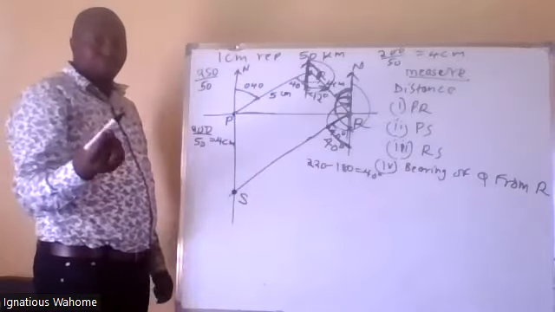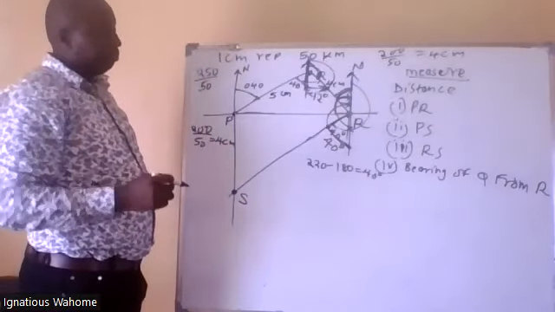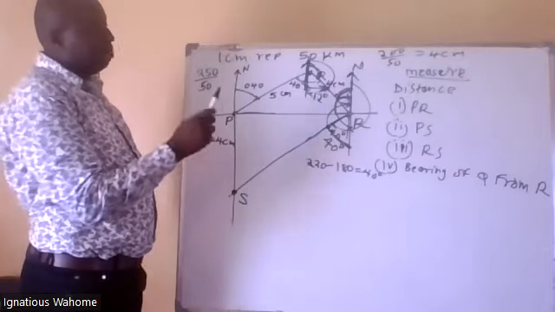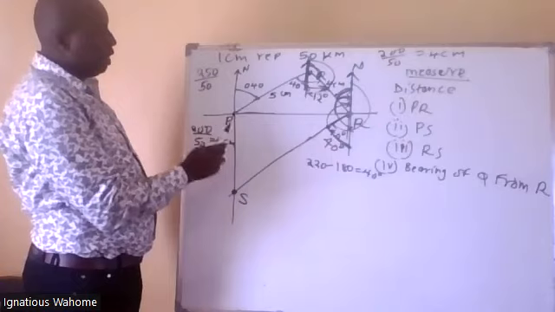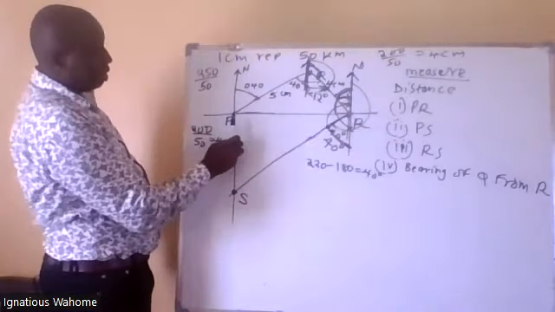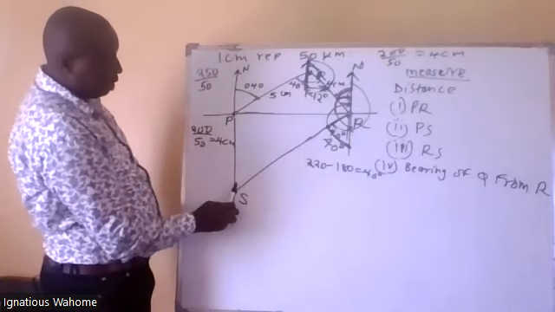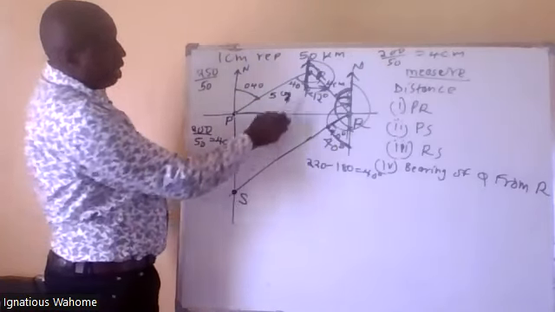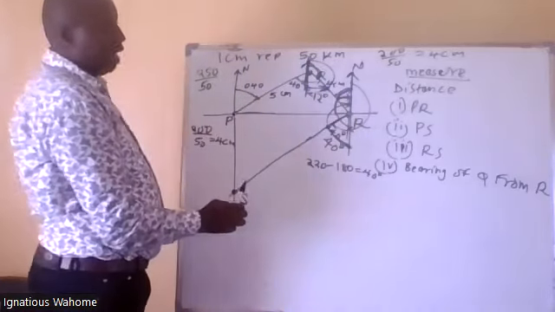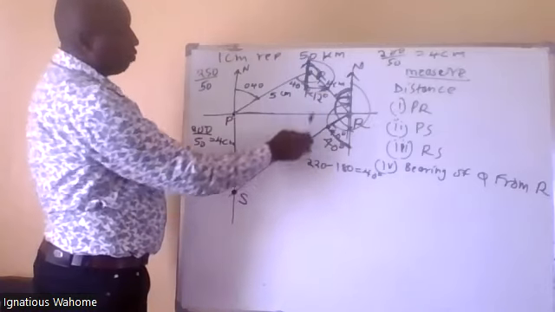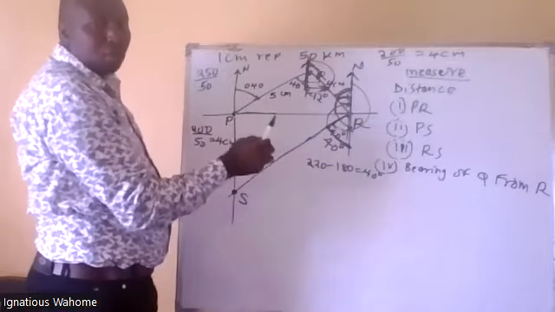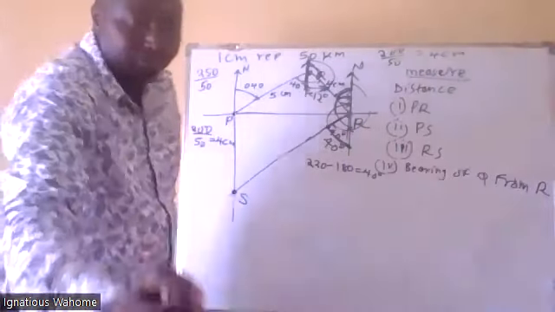Now, in our question number 1, you are told, using the scale drawing, measure the distance PR, measure the distance PS, measure the distance RS, and then the bearing of Q from R.